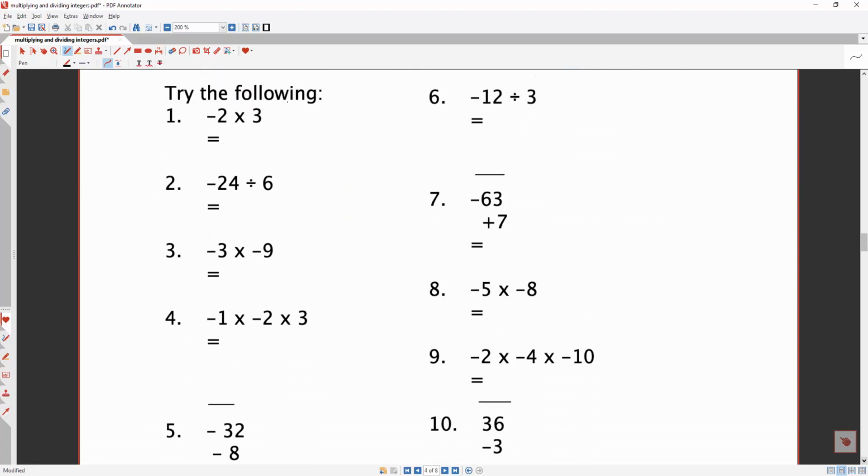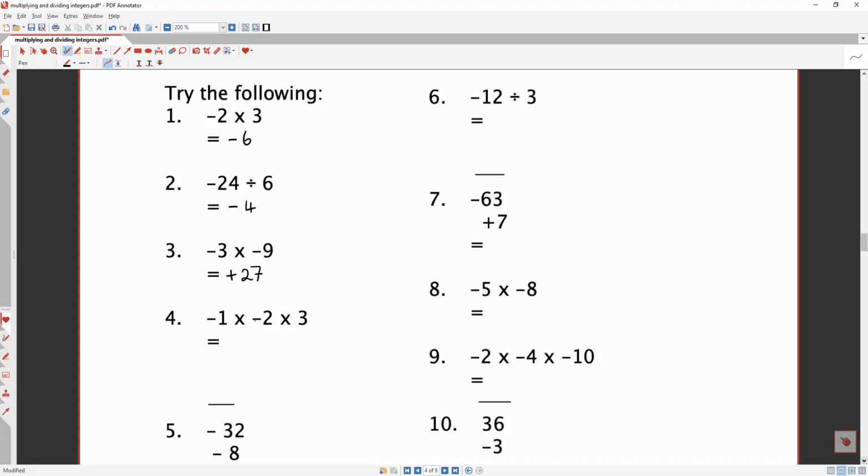Right, so the first one is negative 2 times 3. So this is a negative times a positive, which is a negative. 2 times 3 is 6. Alright, this is how many times does 6 go into 24, and it's a negative divided by a positive. So the answer is negative, and 6 goes into 24 4 times. This one here is a negative multiplied by a negative, so the answer is going to be a positive. You don't need to actually put the positive sign in, but you can if you want. And 3 times 9 is 27.